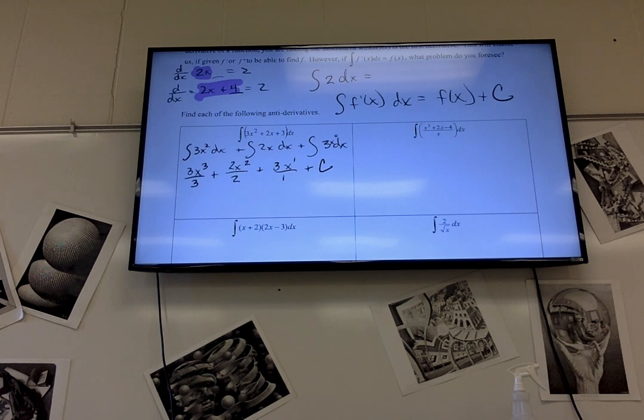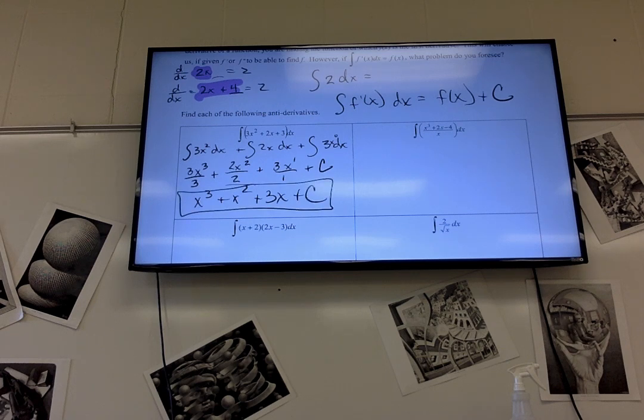And don't forget C. You don't have to find C? No. Oh, that's easy. So our final answer is x cubed plus x squared plus 3x plus C. Whatever. That's it.